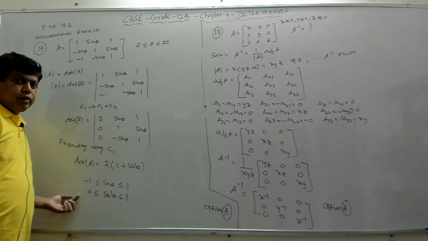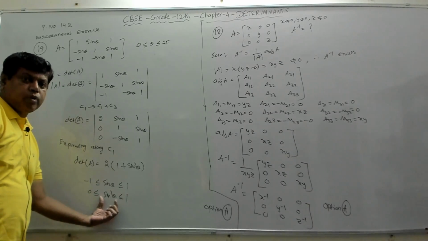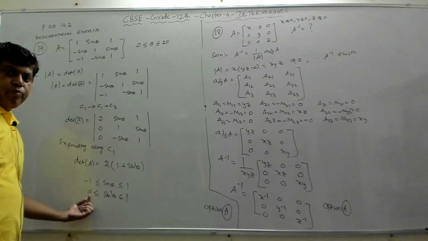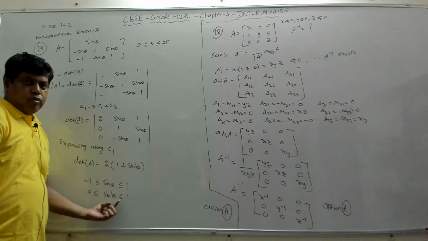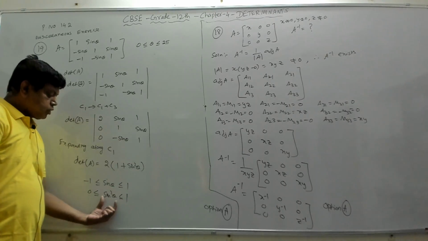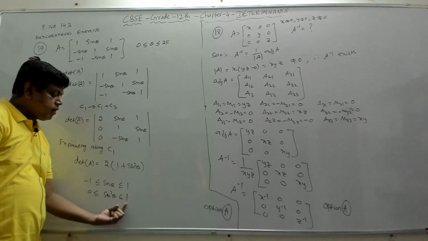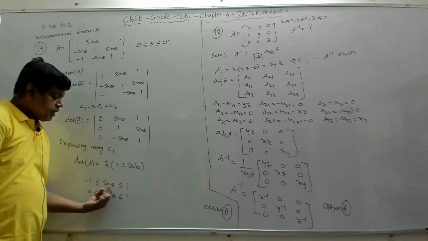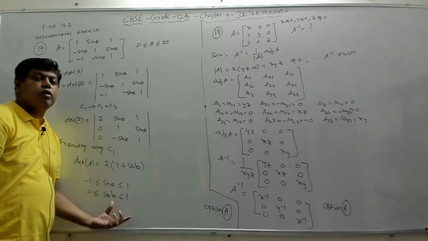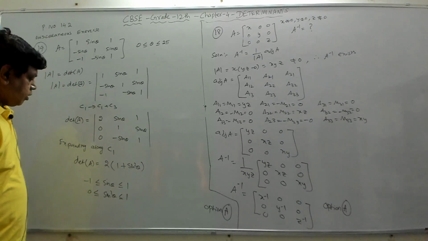It cannot become negative obviously, because sine square is a positive number. So it can be either 0 or any value greater than 0, because it is sine square. So it is non-negative, either 0 or positive, and the positive value also cannot exceed 1, because your sine theta is less than or equal to 1 means your sine square theta also will be less than or equal to 1. Now we got this.